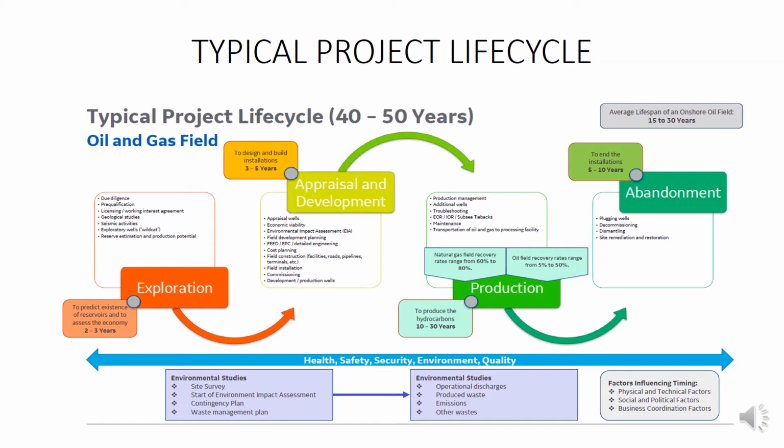As you can see, the project life cycle ranges from 40 to 50 years, with an average lifespan of an onshore oil field being 15 to 30 years. It takes 2 to 3 years to predict the existence of reservoirs and to assess the economy in the exploration phase. This phase consists of due diligence, pre-qualification, licensing, geological studies, seismic activities, exploratory wells, reserve estimation, and production potential.